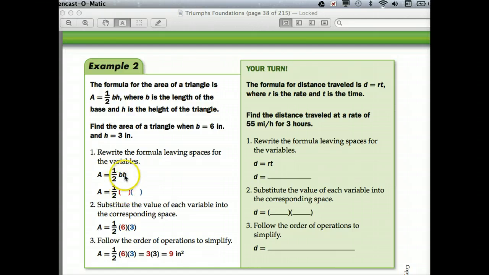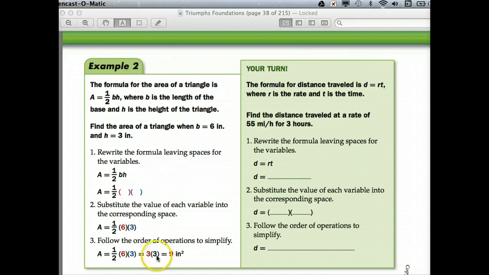So B and h. Now we have two open sets of parentheses. We're told that B is 6 and h is 3. So now let's start doing the math. Following the order of operations, what is 1/2 of 6? 1/2 times 6 is simply half of 6. That'll be 3. So that's what we've placed here.